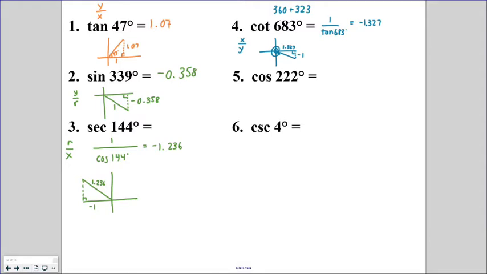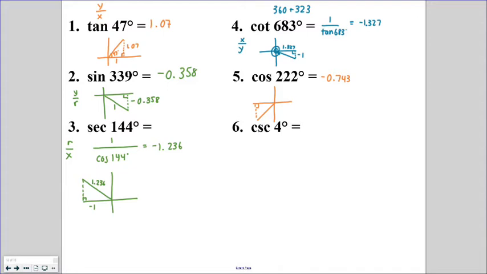The cosine of 222 degrees, type that into your calculator. You should be getting the cosine of 222, negative 0.743. All right, 222 degrees. It's down here in the 3rd quadrant. I'm going to drop my perpendicular to the x-axis.